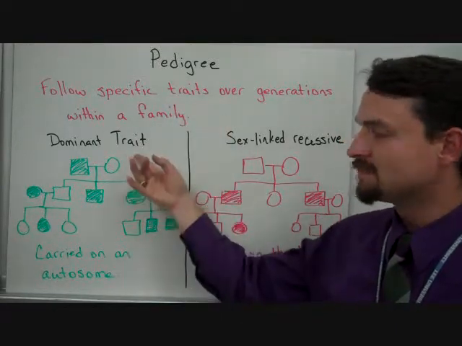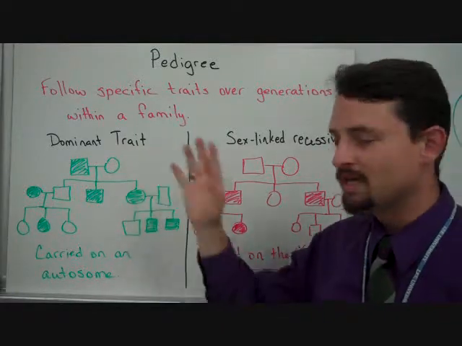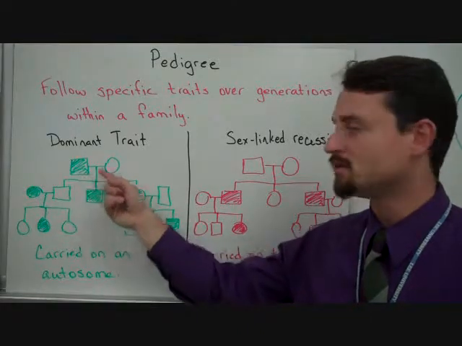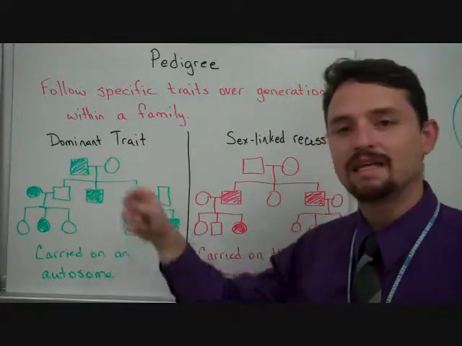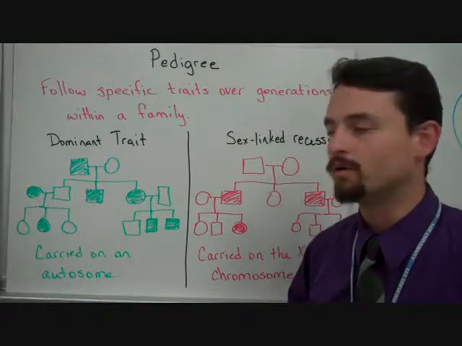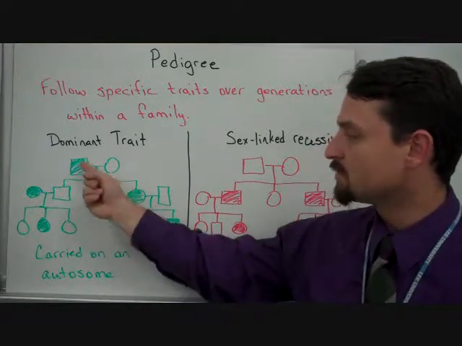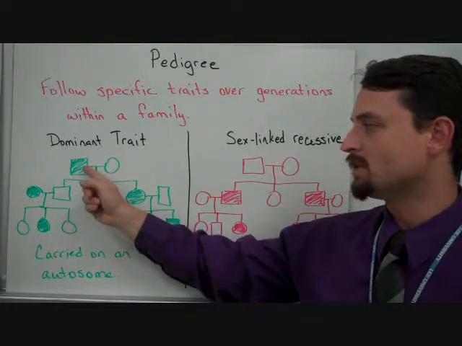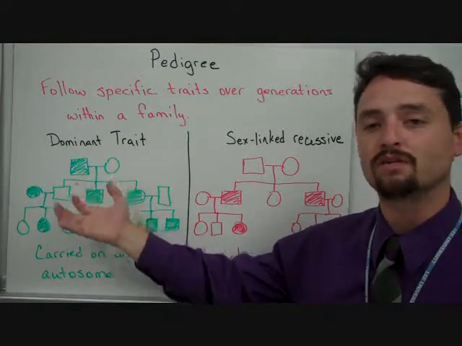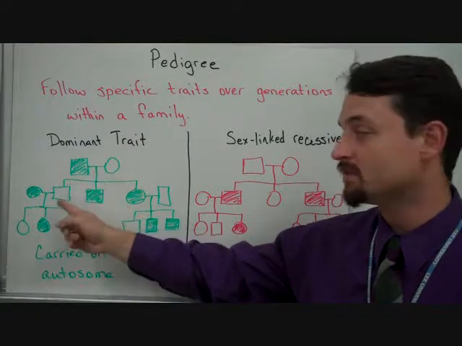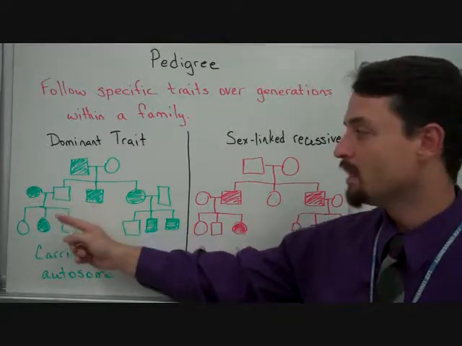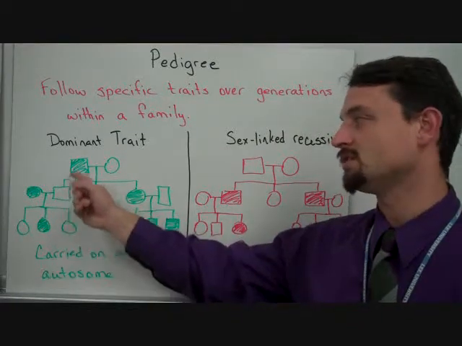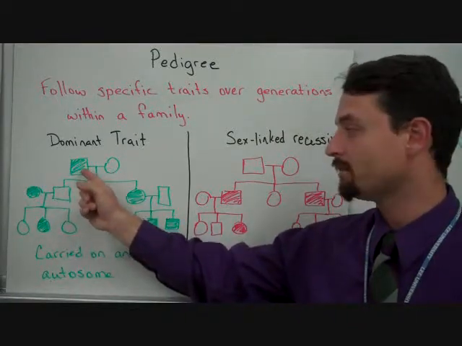So let's say, for instance, in a dominant trait, this could be any number of traits, but we look and we have the males are squares, the females are circles. If it's shaded in, it means it has whatever trait we're looking for. In a dominant trait, you can see this one's dominant, but it has recessive kids. So you would say, well, this one, although it's dominant, it's probably a heterozygote. That's the only way for a dominant individual to get a recessive child. So you've got two kids that are obviously dominant, one that's recessive, which does tell you that this one's heterozygote.